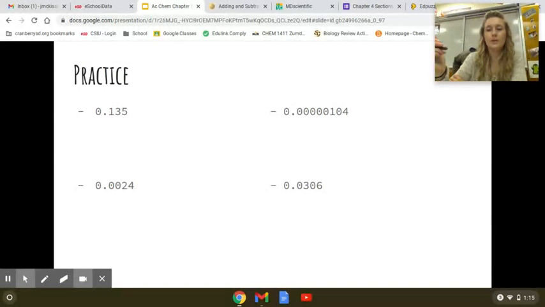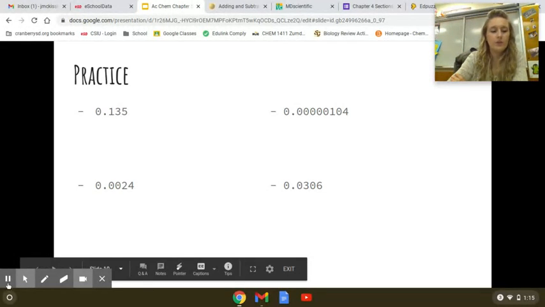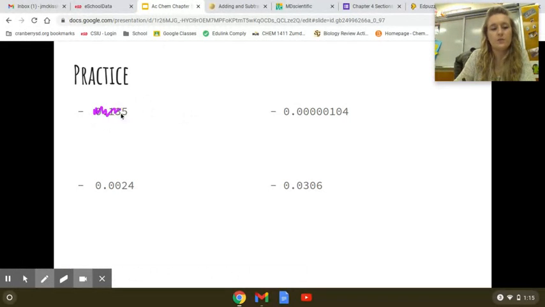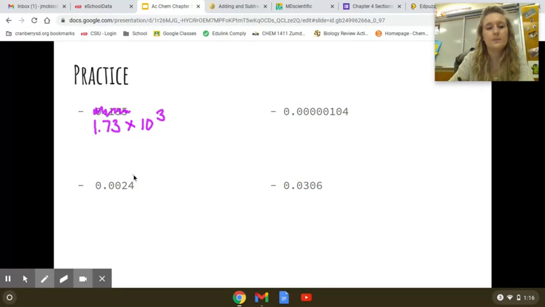But before we get into the real part 2, I just want to review what it would be like to go in reverse with these. So let's forget about these ones for a second. What if we had 1.73 times 10 to the third? So if we want to go in reverse, think, okay, because it's a positive exponent, this number was big to start with. So we're going to move the decimal to the right 3 places. So 1, 2, 3. So we're going to have 1730 as our answer.